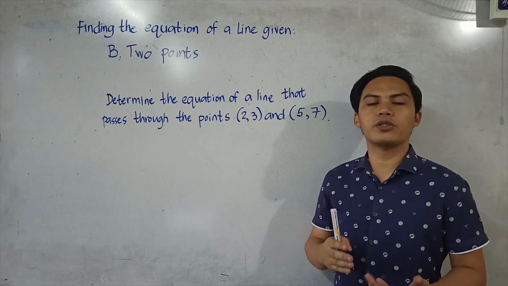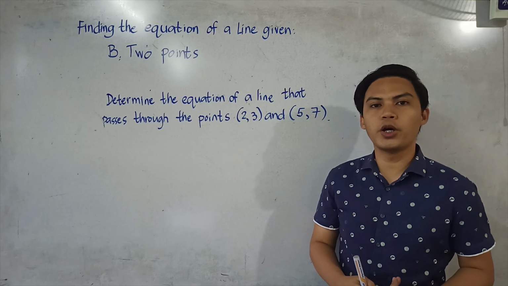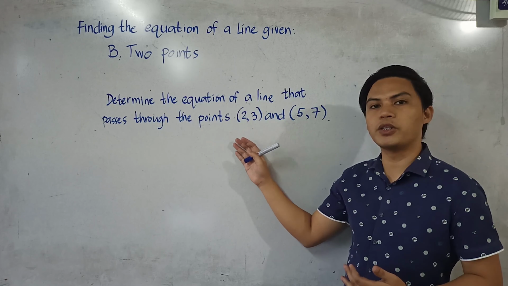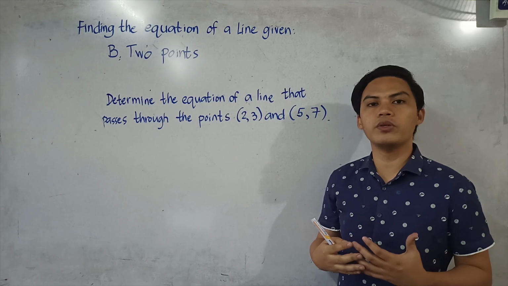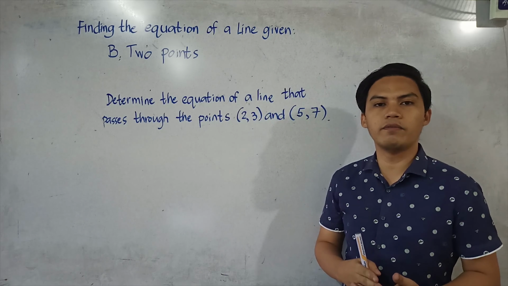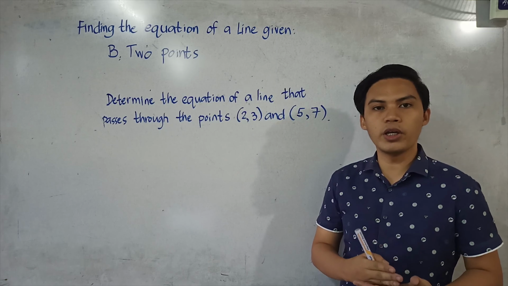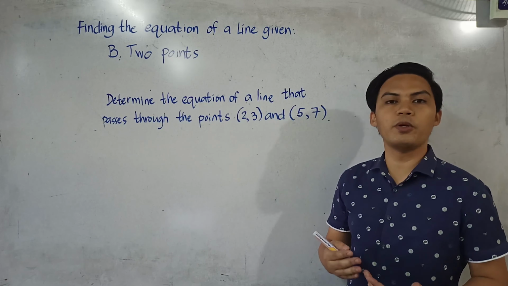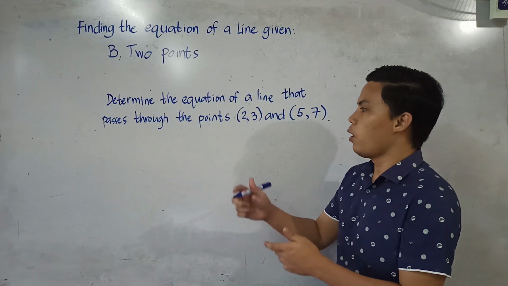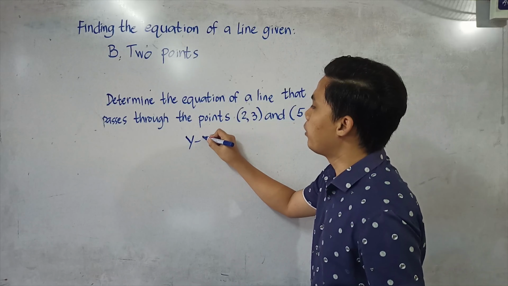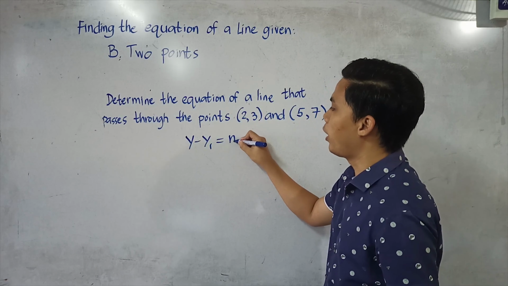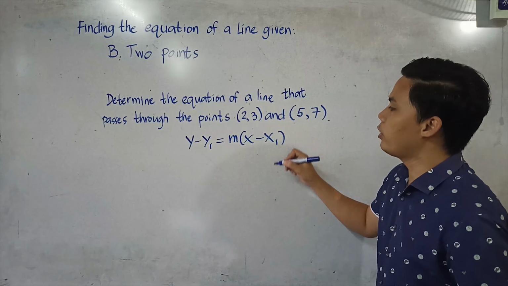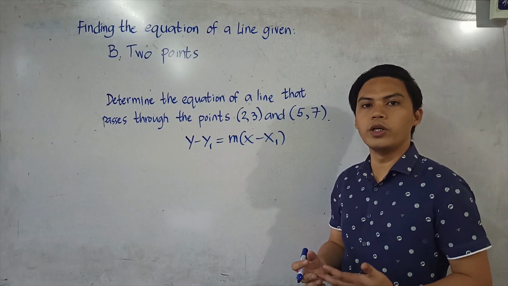Actually, we can use slope-intercept form and 2-point form to solve for this or to determine the equation of the line of this particular problem. But for me, I'm going to stick with the first form that I have discussed a while ago, which is the point-slope form, para hindi tayo mahirapan na i-memorize yung form. So ano ba yung point-slope form? Again, we have y minus y sub 1 is equal to m times the quantity of x minus x sub 1.